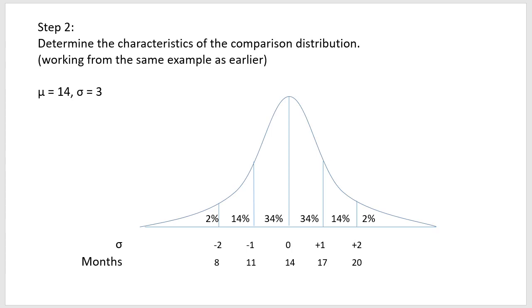So step 2 is to determine the characteristics of the comparison distribution, and we're going to work from the same example as earlier. We just changed the parameters a little bit. So the baby walking age on average is 14 months for those that took regular vitamins, with the standard deviation equal to 3. This is the same information from last time, so I'm not going to go over it in too much detail.